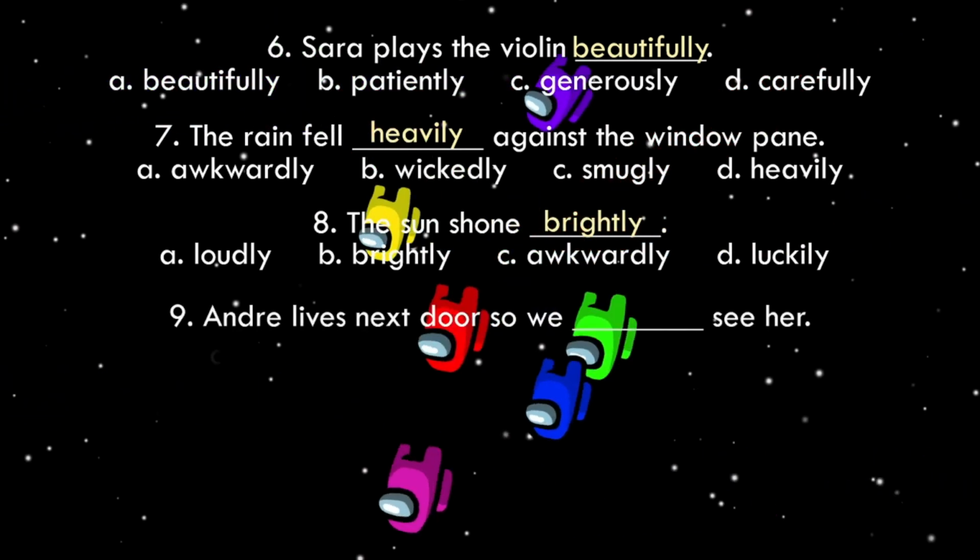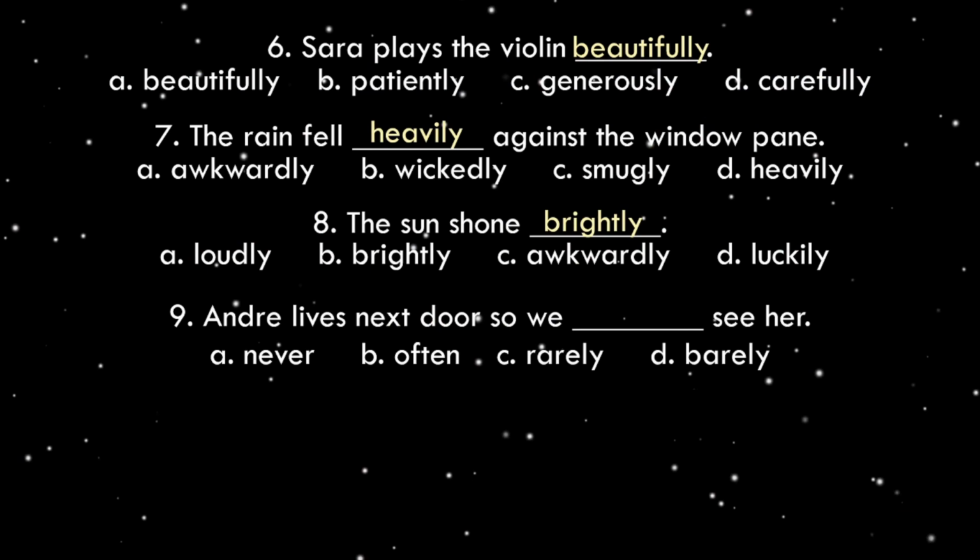Number 9. Andre lives next door, so we blank see her. Is it letter A, never, letter B, often, letter C, rarely, or D, barely? That's right! The correct answer for that is often. Andre lives next door, so we often see her.